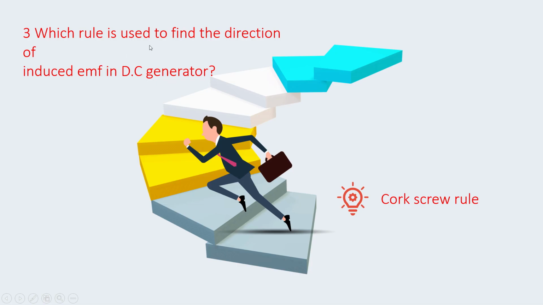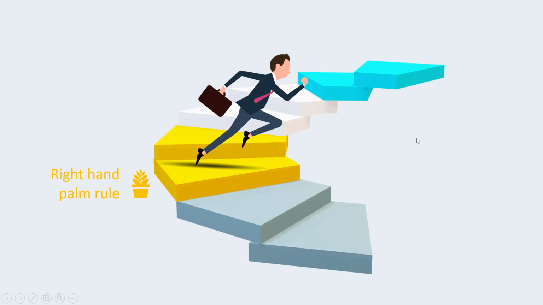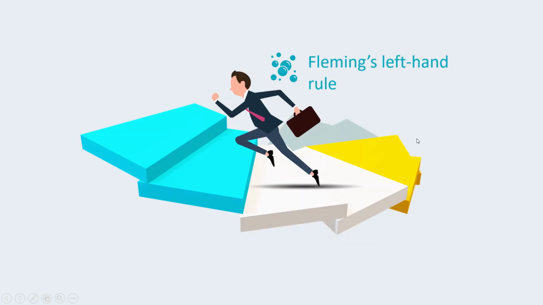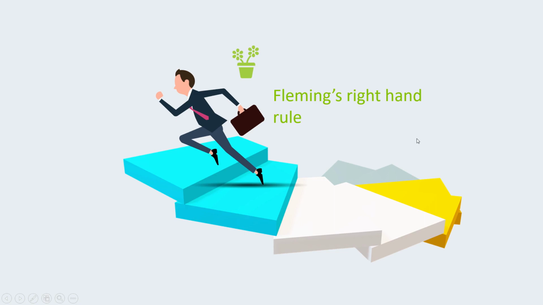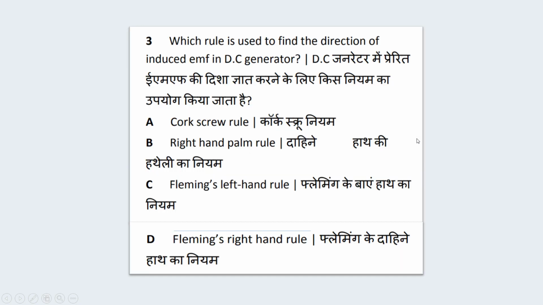Which rule is used to find the direction of induced EMF in a DC generator? Corkscrew rule, right hand palm rule, Fleming left hand rule, Fleming right hand rule. So the answer is Fleming right hand rule.